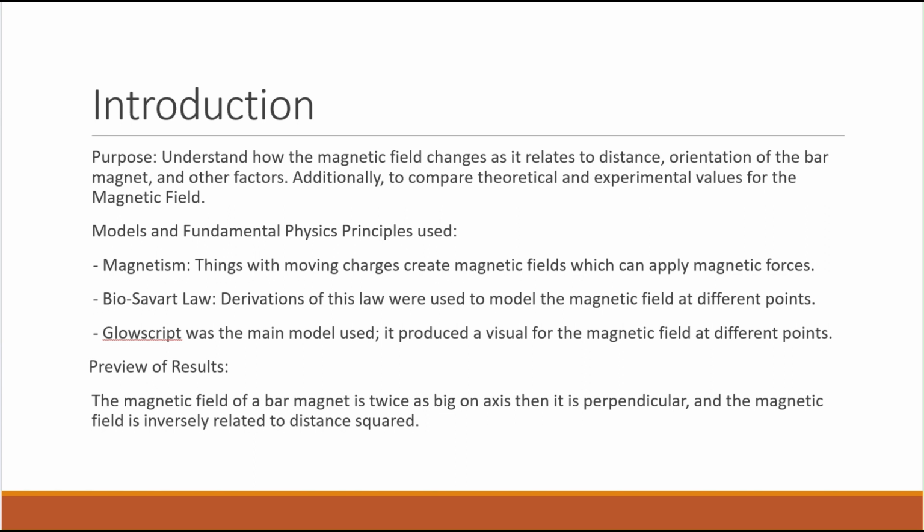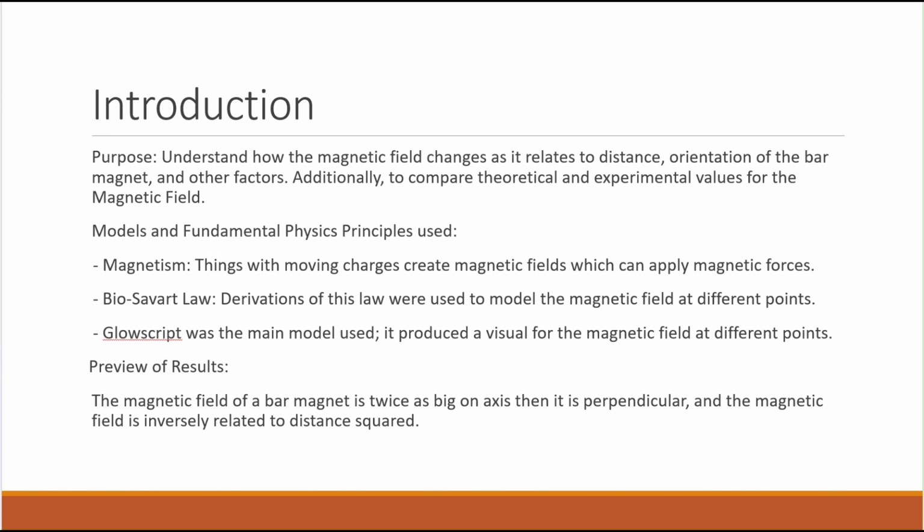So, the fundamental physics principles that we're using are magnetism. Basically, things with moving charges create magnetic fields. And then the Biot-Savart law, which is related to that. And then derivations of that law are going to be used to model the magnetic field at different points. And GlowScript is the main model to produce a visual for the magnetic field at different points.